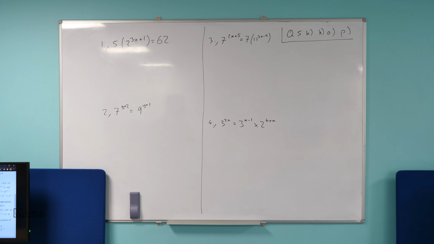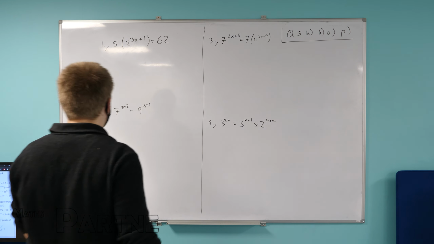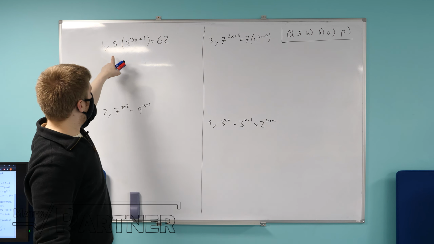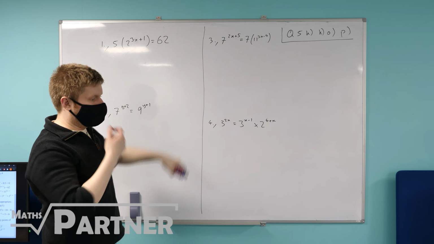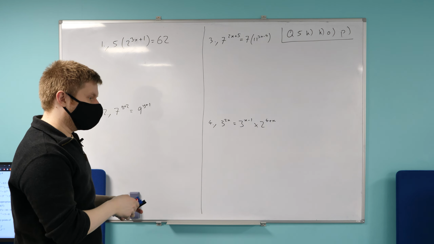Right, should we go through these at least? Yeah. Okay, fine. So let's have a look at question 1. You've got 5, all multiplied by 2 to the power of 3x plus 1, has got to be equal to 62. How can we solve this?